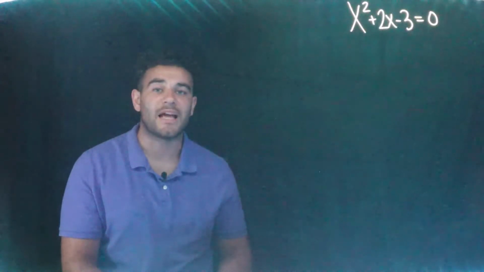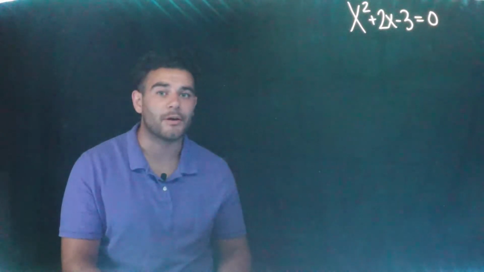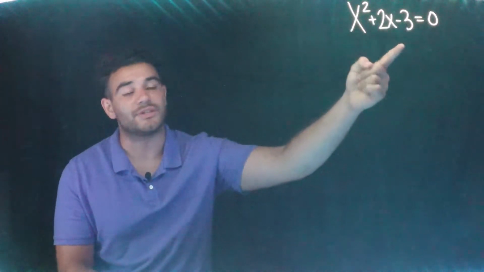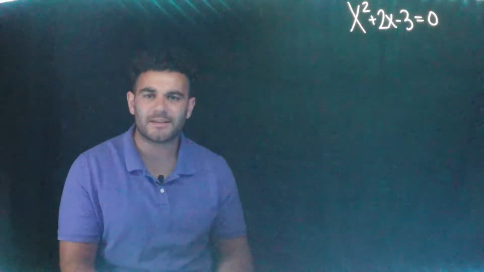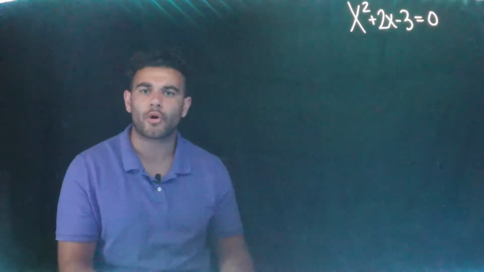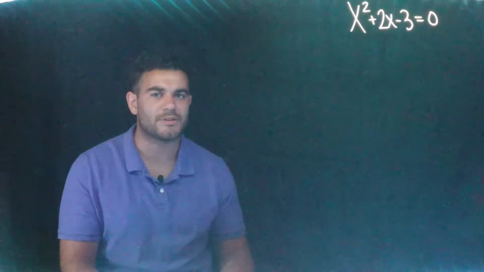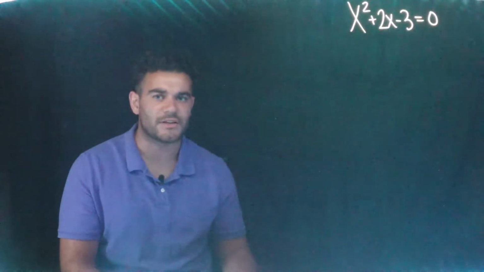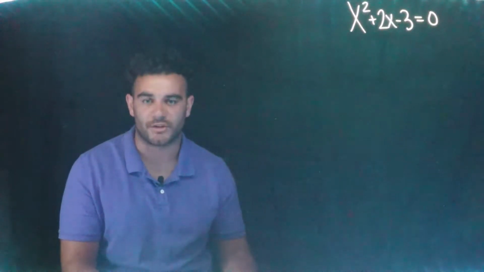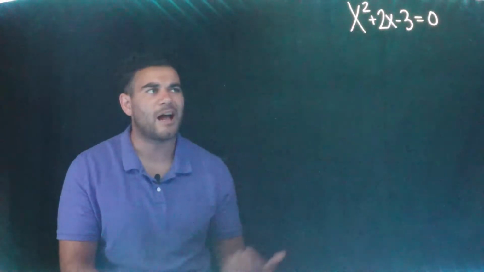In this video we have that same expression, however, I've got it set equal to 0. Now, it being set equal to 0, it's no longer an expression, it's actually now an equation. The difference between the two is that an expression doesn't have an equal sign, while an equation does have an equal sign. So how do we deal with this?